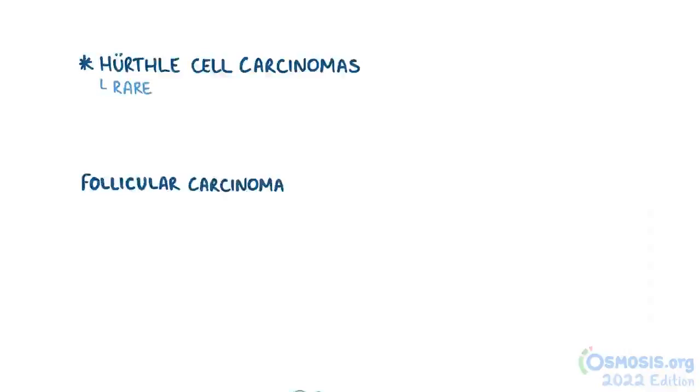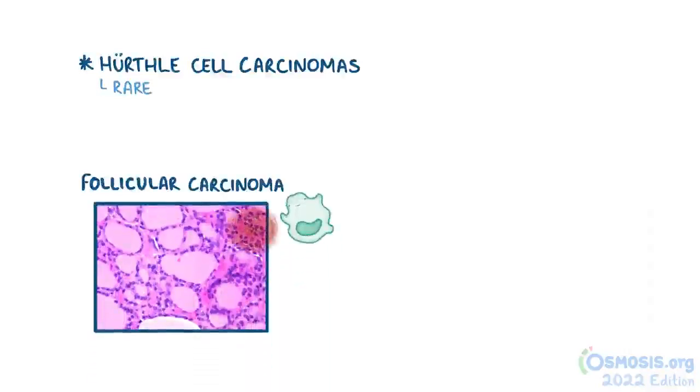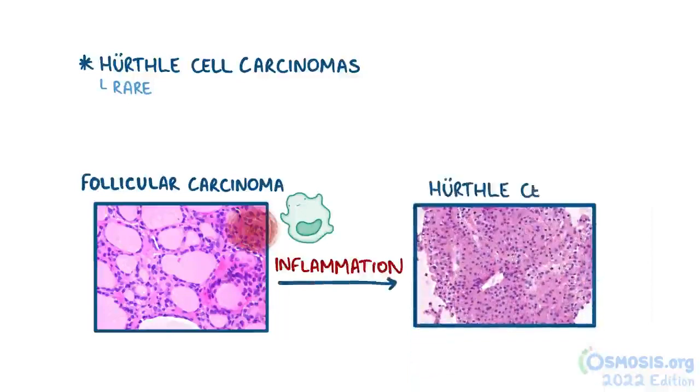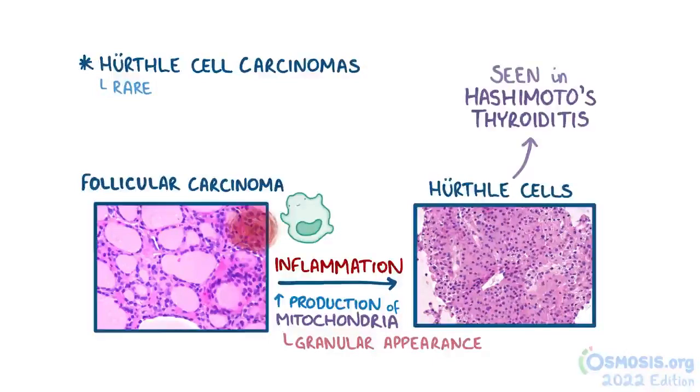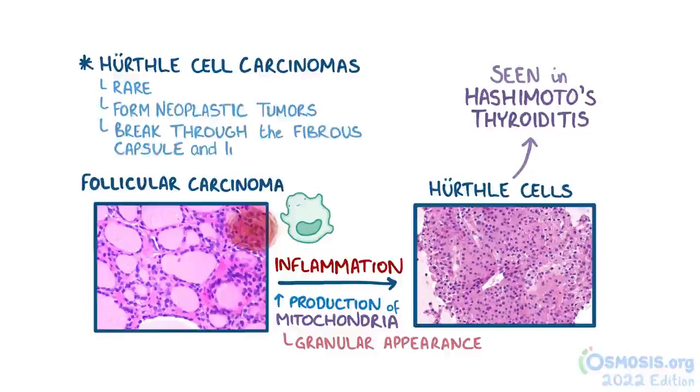The third type, Hürthle cell carcinoma, is a rare type of cancer and it's considered a variant of follicular carcinoma. A tumor can often cause immune cells to attack it, causing inflammation. Follicular cells in the thyroid adapt to cellular stress like inflammation by becoming Hürthle cells. They do so by increasing the production of mitochondria, which fills up their cytoplasm and gives it a granular appearance and stains pink. These cells are also seen in disorders like Hashimoto's thyroiditis, where the thyroid is also inflamed. Like in follicular carcinomas, Hürthle cells form neoplastic tumors that break through the fibrous capsule and invade via the bloodstream.